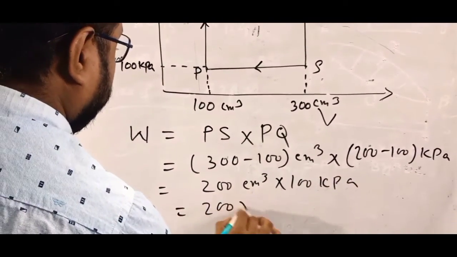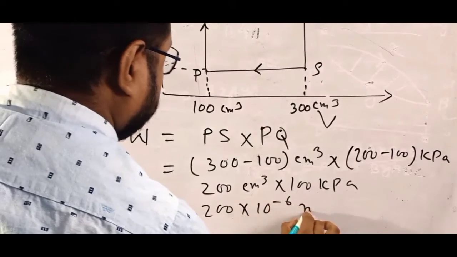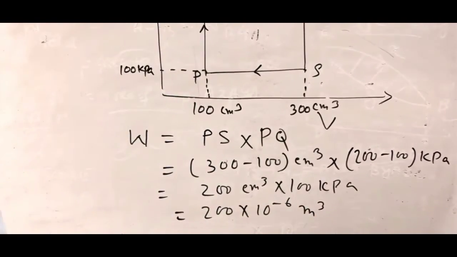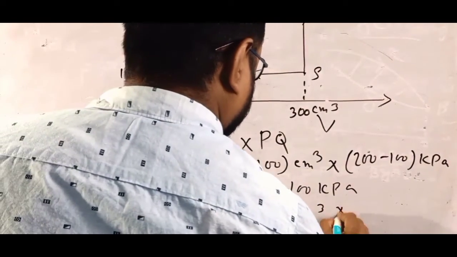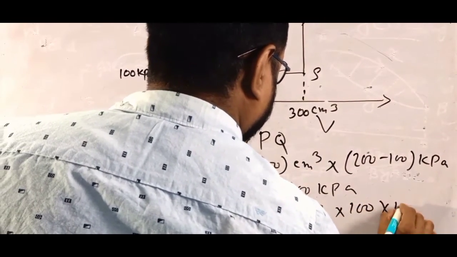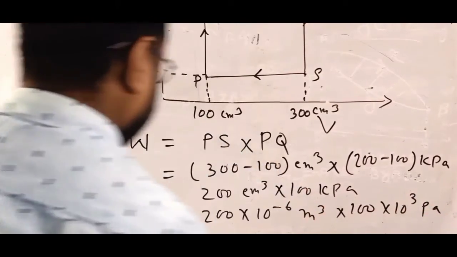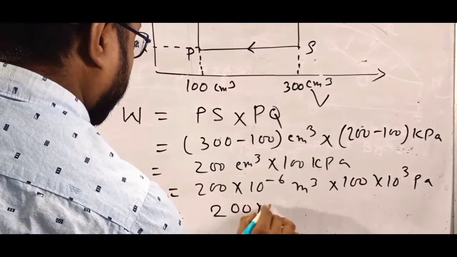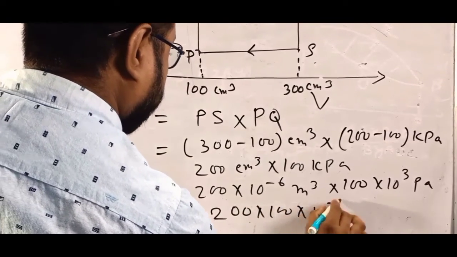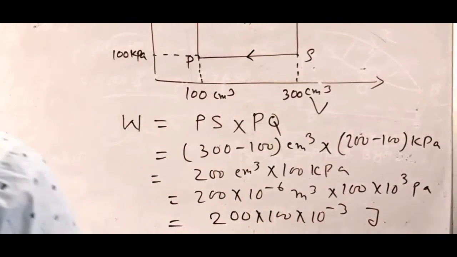That is 200 into 10 to the power minus 6 meter cube, centimeter cube transferred to meter cube by 10 to the power minus 6, multiplication into 100 into 10 to the power 3 Pascal. So the total work done is 200 into 100 into 10 to the power minus 3 joule.